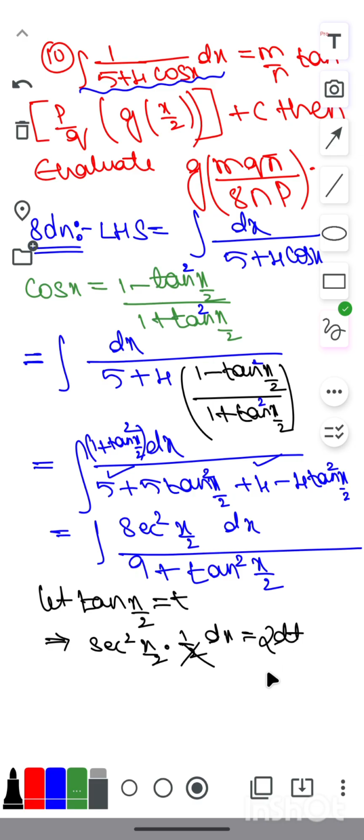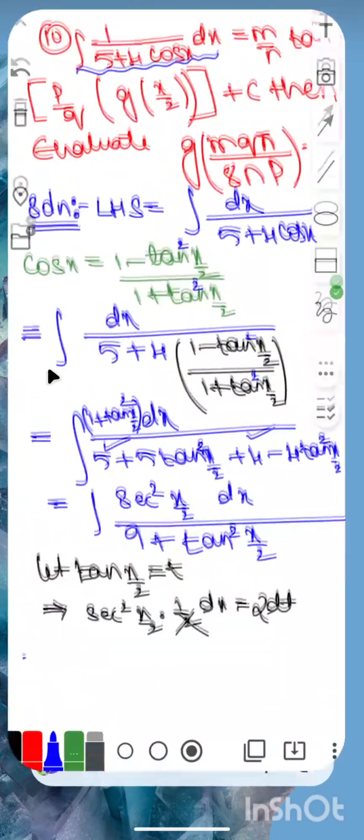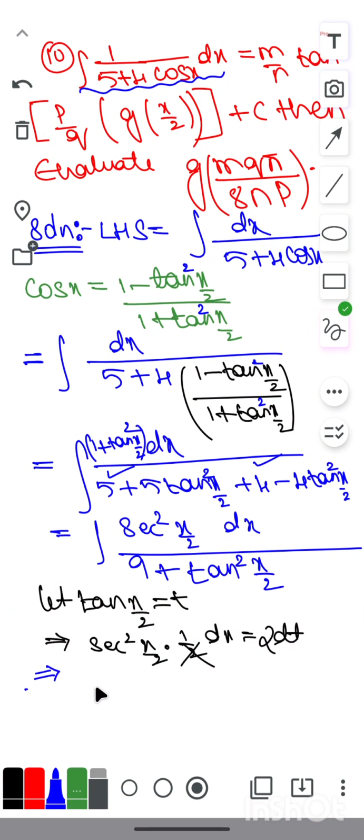When I do cross multiplication, this 2 will be considered as 2 times dt on the RHS. So now we rewrite the given question in terms of t to find the solution of the given problem in a simple way. That is integration of secant square x by 2 into dx, which is nothing but 2 times dt, whole divided by 9, which can be written as 3 square, plus, since we assumed t as tan x by 2, tan square x by 2 will become t square. So 2 is as it is. This is in the form of integration of dx whole divided by a square plus x square format.